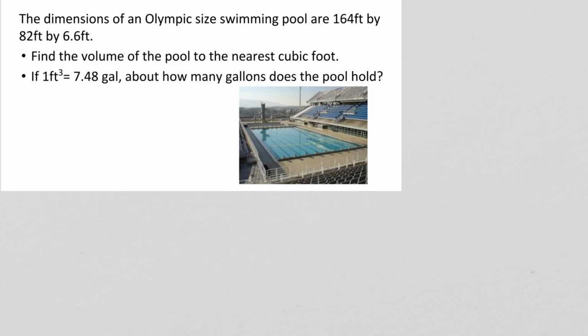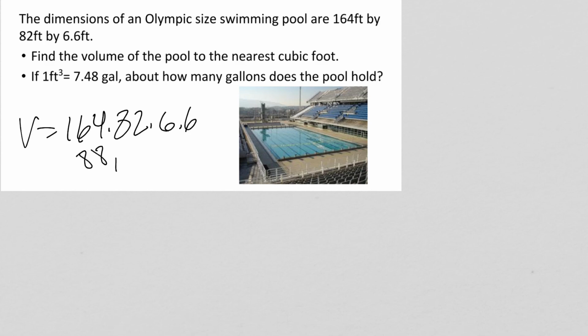All right, last question. We have an Olympic size swimming pool, 164 feet by 82 feet by 6.6 feet. We want to find the volume of the pool. All right, so that's easy enough. I'll just plug in those three numbers, 164 times 82 times 6.6 in the calculator. And I get it to be 88,756.8 cubic feet. If 1 cubic foot is 7.48 gallons, how many gallons does the pool hold?